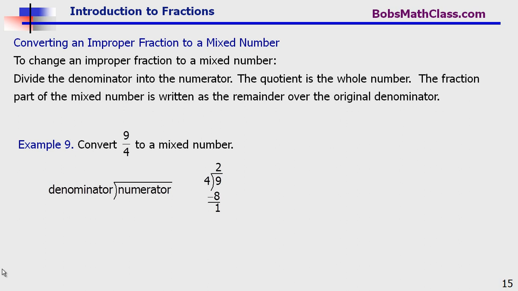Okay, so we divided. Now the quotient, which one is the quotient? The 2. The quotient is a whole number, so that's the number that is going to go in front of the fraction. The fraction is the remainder over the original denominator. What number is the remainder? 1. And our original denominator is 4. So our answer is 2 1/4.